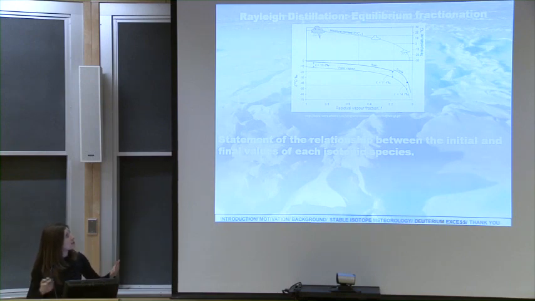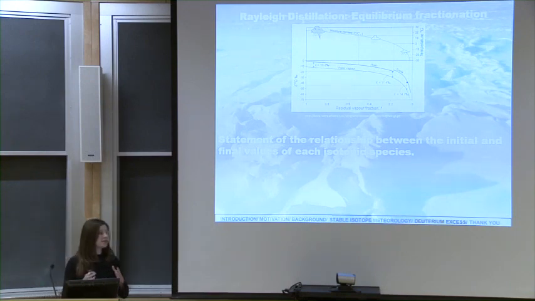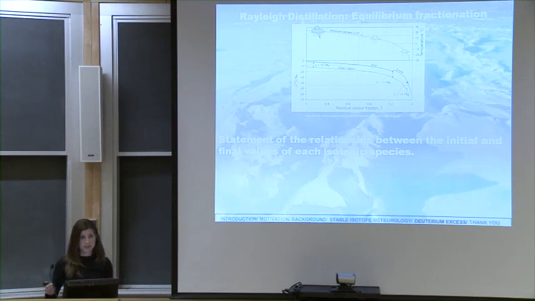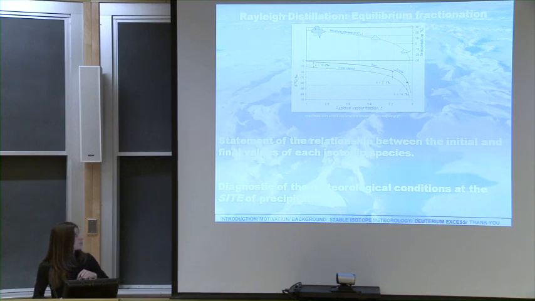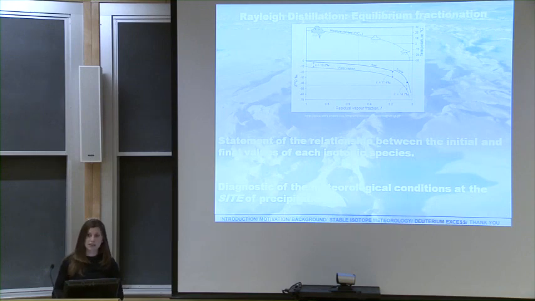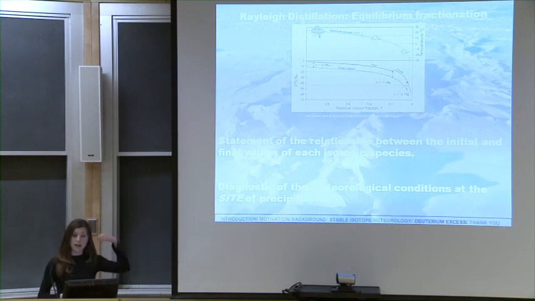Now, Rayleigh distillation, equilibrium fractionation. The most important take-home message here is that Rayleigh distillation is a statement of the relationship between the initial composition of a single isotopic species and its final composition. So it's the difference between the initial value of deuterium and its final value, or the initial value of oxygen and its final value. Now, for this reason, the equilibrium fractionation is more diagnostic of the meteorological conditions at the site of deposition, meaning the meteorological distance away from its source, temperature and relative humidity aloft at the altitude of condensation, other variables like that.